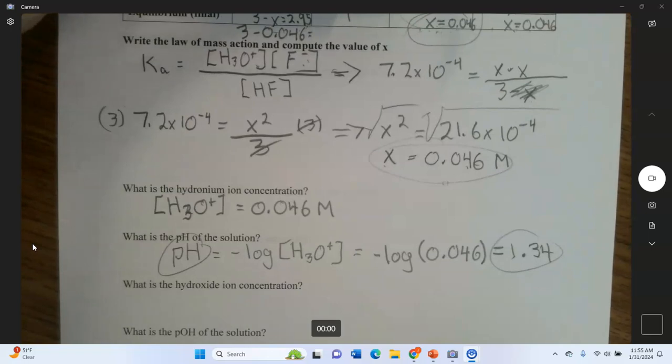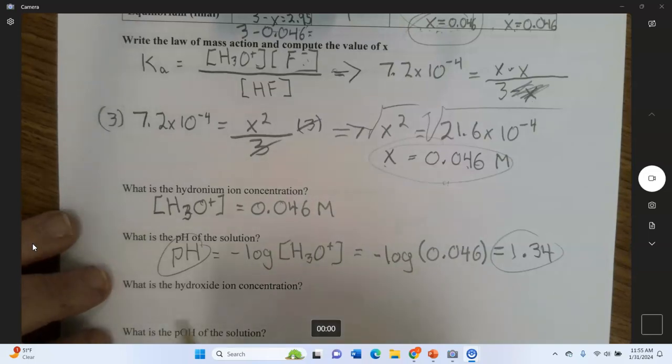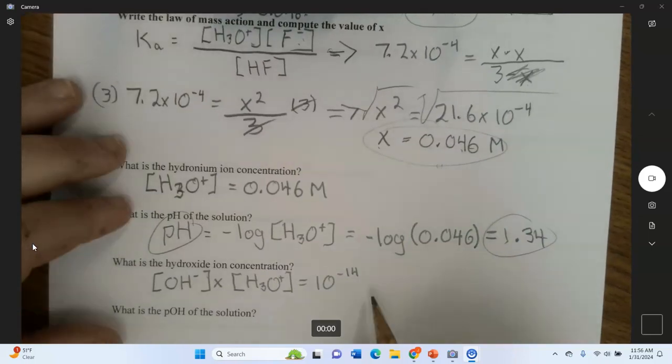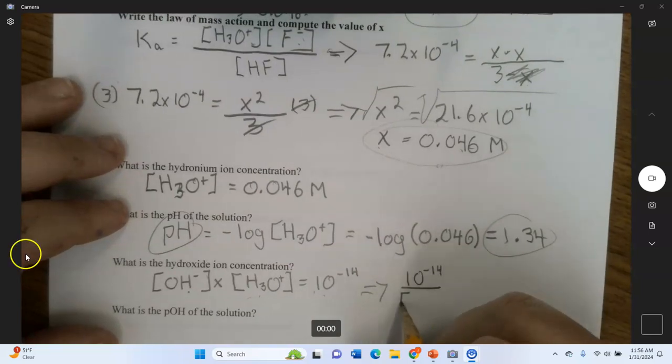All right. What is the hydroxide ion concentration? Okay, so there's a formula on your acid-base roadmap, and it looks like this. Hydroxide times hydronium equals 10 to the negative 14th power at 25 degrees centigrade, okay? So I'm going to come over here and plug in those numbers. I'm actually going to solve for OH. So we're going to divide both sides by H3O. So let's do that. So it's 10.